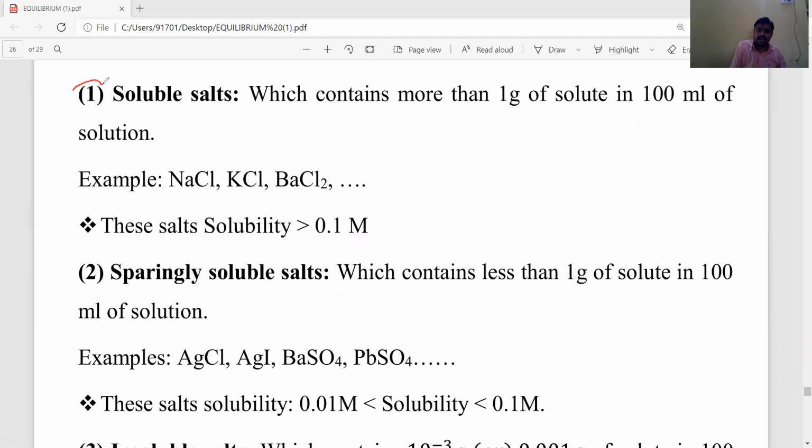Okay, students. Soluble salts means the solute is present in more quantity, more amount. Here they gave one specified definition. If 1 gram or more than 1 gram of solute is dissolved in 100 ml of solution, such kinds of salts are known as soluble salts. These soluble salts form three types of solutions.